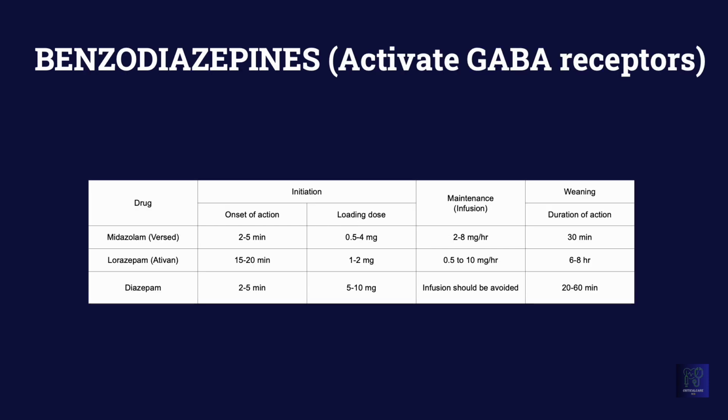Benzodiazepines, or benzos, act via activation of GABA receptors. There are three main agents. Versed is very popular because, similar to fentanyl, it has very quick onset of action and short duration of action. Ativan is another popular agent. It is slower compared to Versed. We rarely use diazepam in the ICU.